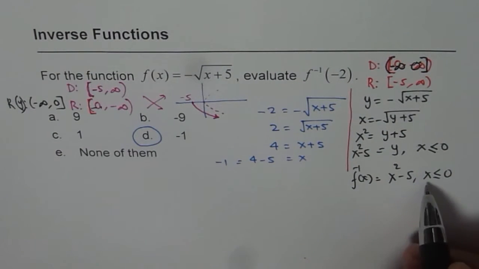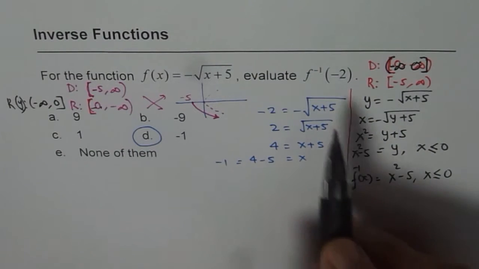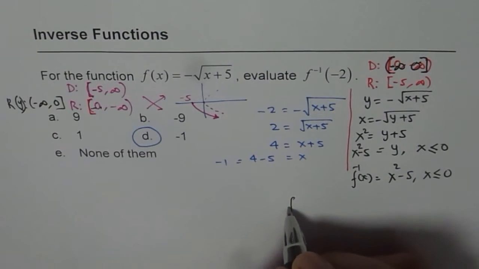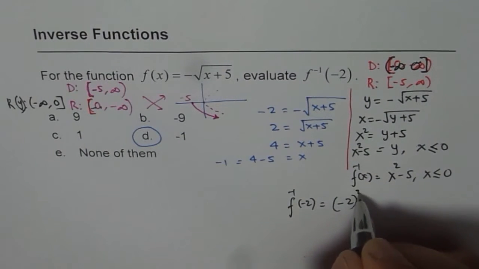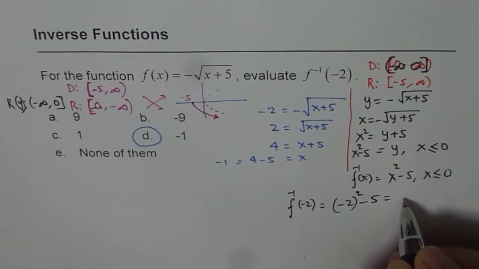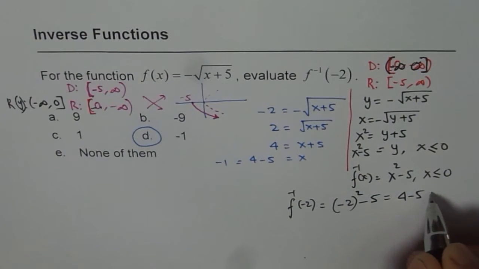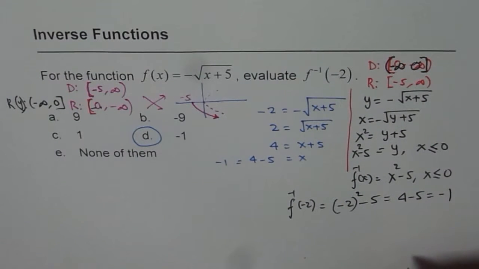Now we got the inverse of the function, and from here we can calculate f inverse of minus 2. So f inverse of minus 2 will be minus 2 squared minus 5, and that gives us 4 minus 5 equals minus 1, right? But this involves a lot of calculations.